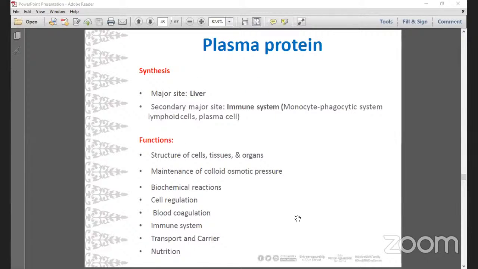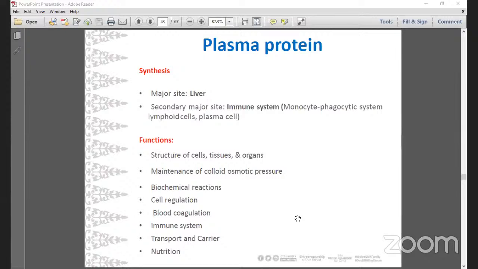And the next one is about plasma protein. Plasma protein is very important in clinical chemistry. One thing to remember, the major site for the production of protein is the liver. Other than that, the lymphoid system, the plasma cells, and the lymphocytes also produce it. We have learned in our study that protein is very important in terms of the structure of the cell, tissue, and organs.